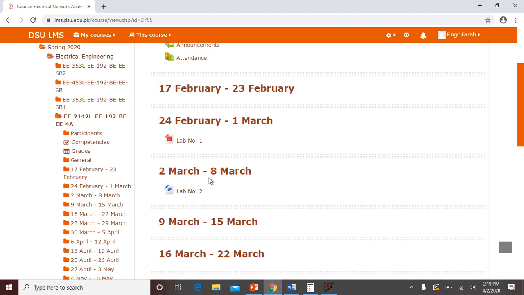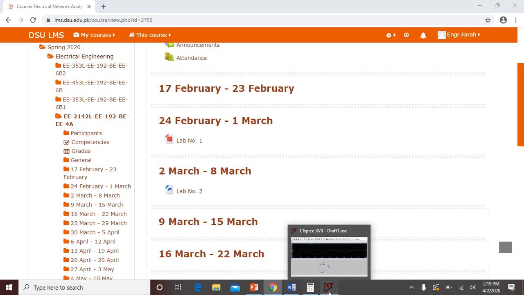So you will have an option to submit your file here. It's better to submit your file in PDF form, and you will be able to convert a Word file into PDF. If not, then you can ask me.